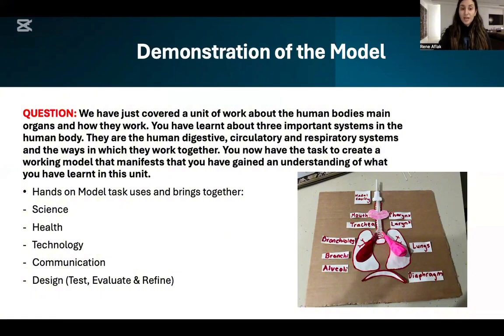The hands-on model task uses and brings together science, health, technology, communication, and most importantly, design, as the design process includes testing, evaluating, and refining the model. Now, I will be demonstrating the model for you guys.